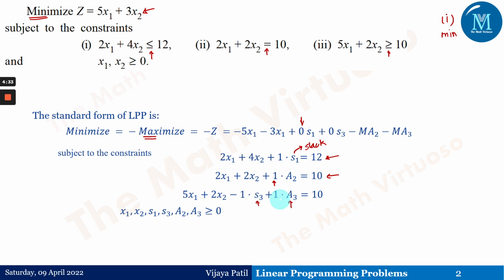But it is not compulsory. You can add any label like S1, S2, S3, S4. There is no constraint or restriction on that. It is just a label.